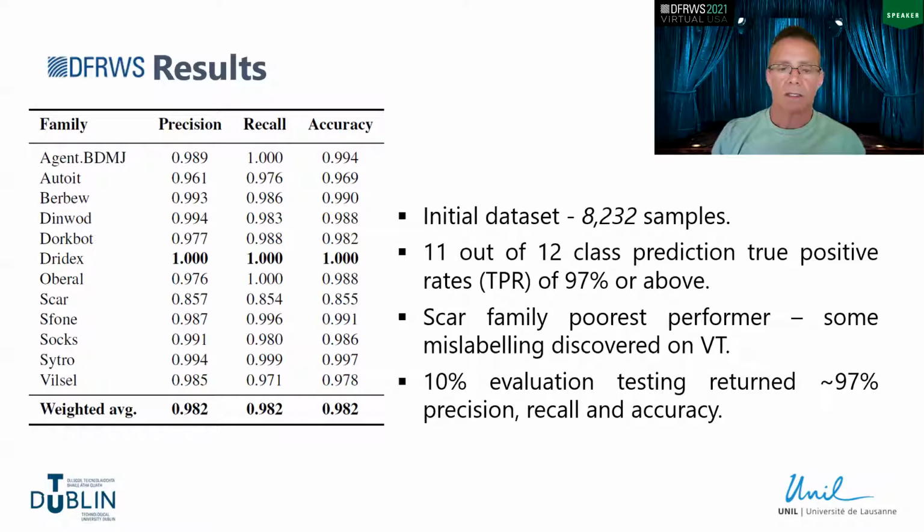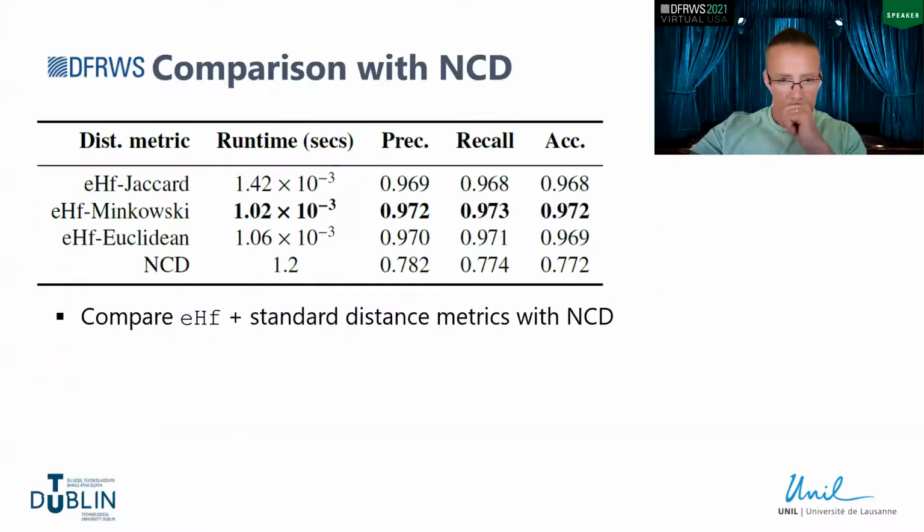Once the models were created, the 10% evaluation set returned pretty good results as well, around 97% for the three classification metrics that were used.